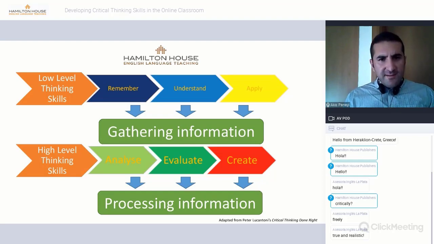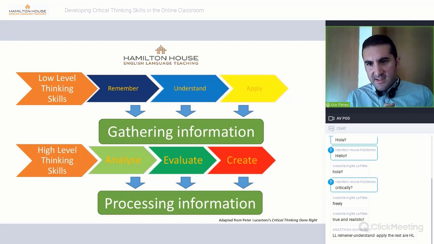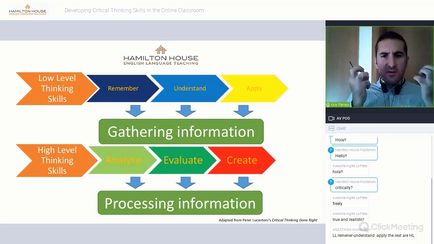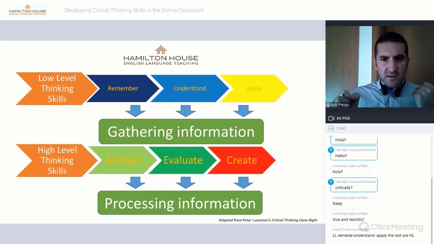The first 3 are what we call the low-level thinking skills: to remember, to understand, and to apply. Basically, these are the 3 skills where the students gather information. And then the next 3 steps are the high-level thinking skills, where they analyze, evaluate, and create. They process the information.